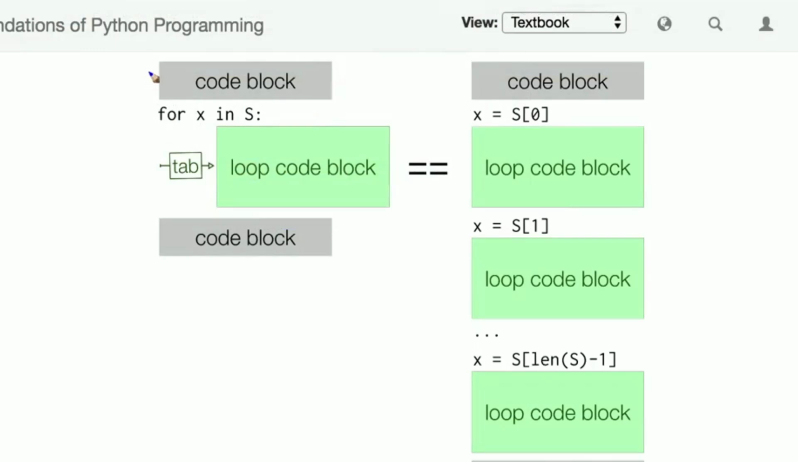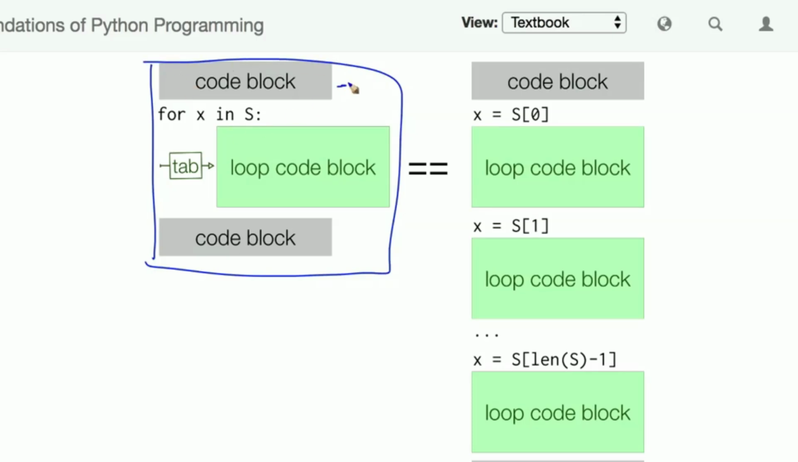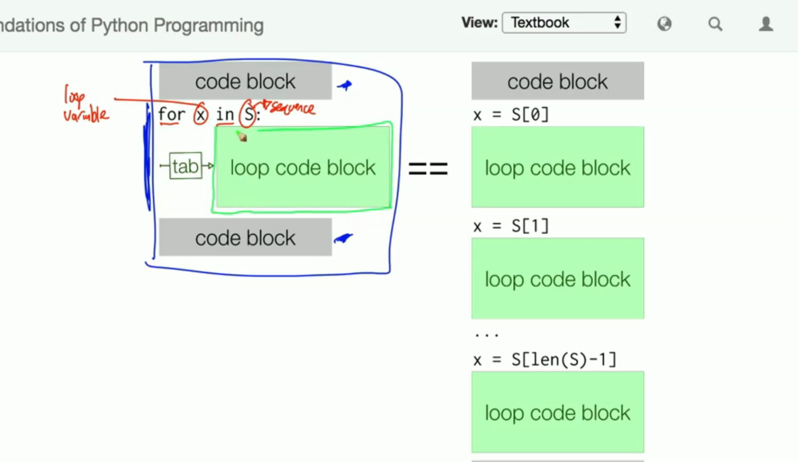So when we create a for loop, let's say abstractly it looks like something on the left-hand side here. We have some code that might come before, we have some code that might come after, and then we have our actual for loop. We declare our for loop again by saying for, and then our loop variable, and then we say in, and then whatever sequence we're iterating over. And then inside of the for loop, we have what's called a code block.